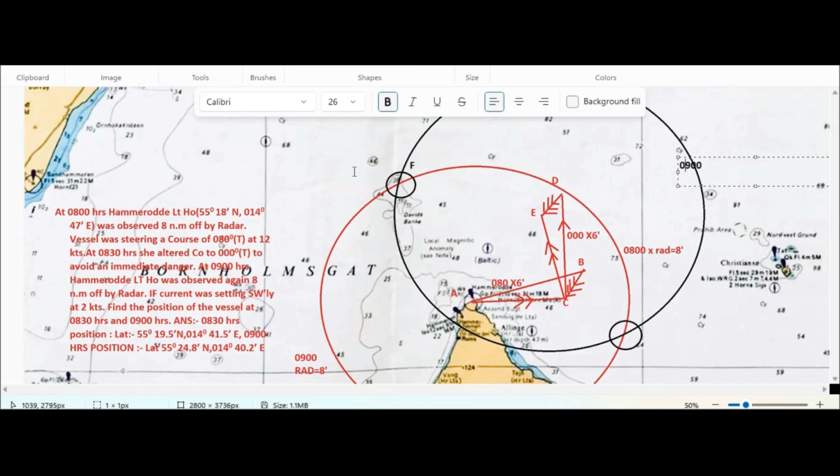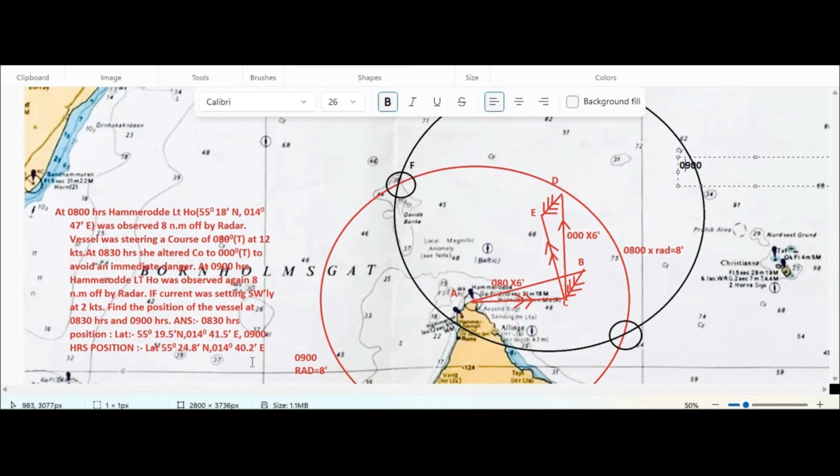So this will also be 8 miles. As it says, at 9:00 hours the lighthouse was observed again at 8 nautical miles. If it had said something else, sir, the distance would be different, right? Yes, correct. That red circle, suppose if it was at 10 o'clock, then I would take 10 miles, and I would draw another circle which is 10 miles from the Hammerhead. Yes. But here it is the same, so it remains the same.